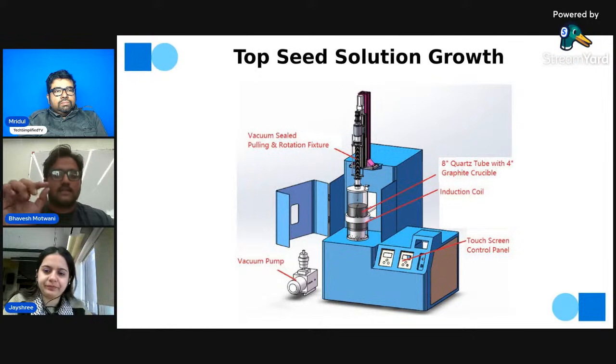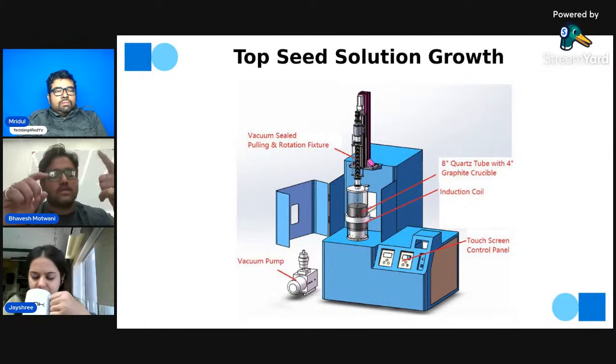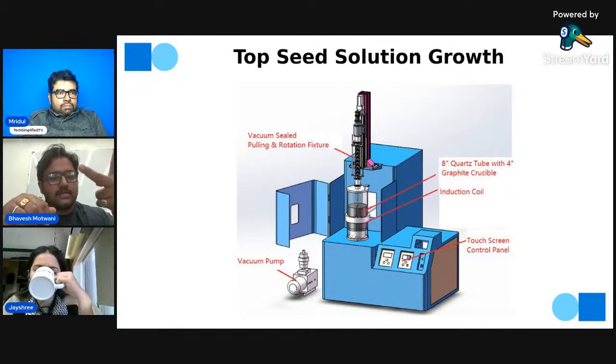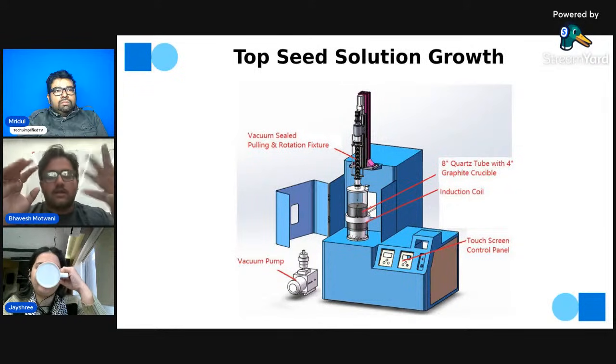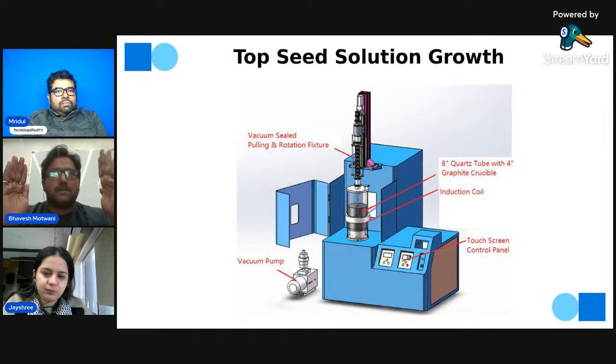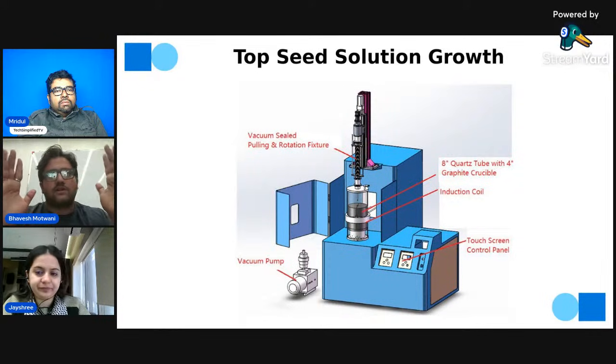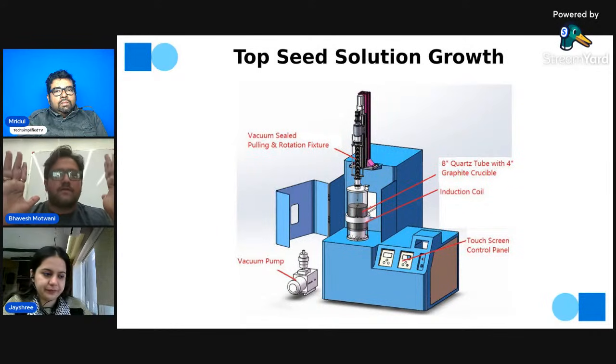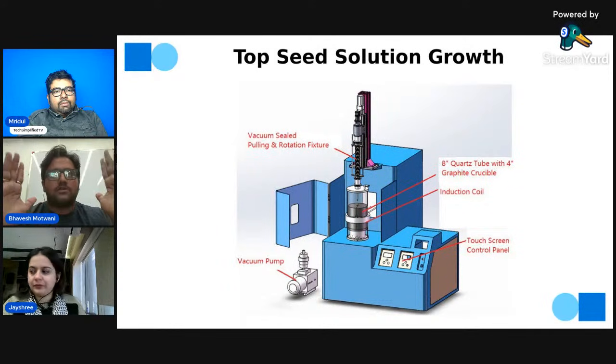Now, as I said, supersaturated solution. Whether it is supersaturated depends on two things: first is temperature, and second is pressure. Generally in CZ, FZ, everything, we need a pressure of 10 raised to 1, 10 raised to 2, 10 raised to 3. But in top seed solution, we need a huge temperature and pressure, and even at a huge temperature, we can mix it thoroughly.